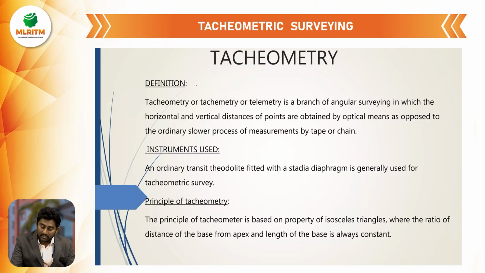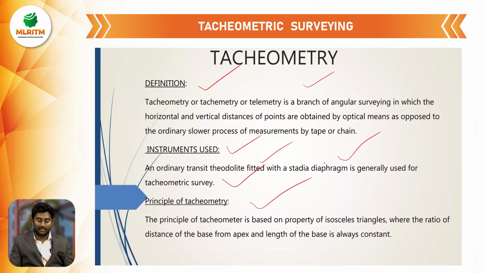Next, what is the definition of tacheometry? Tacheometry is a branch of science. It can be used for finding the horizontal and vertical distances by using the tacheometry. The type of survey is known as tacheometric surveying. The instrument used for the tacheometry is an ordinary transit theodolite fitted in the instrument. Stadia diaphragm is generally used in the tacheometry.